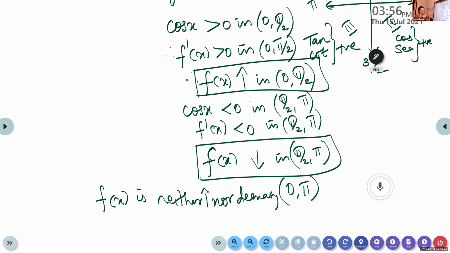Because in one part it is positive, in the other part it is negative. We are not getting the same sign throughout. If the sign is fully positive, we can say it is increasing. If the sign is always negative, we can say it is decreasing. But it is not like that. So if you take the full interval as a whole, we can say it is neither increasing nor decreasing.